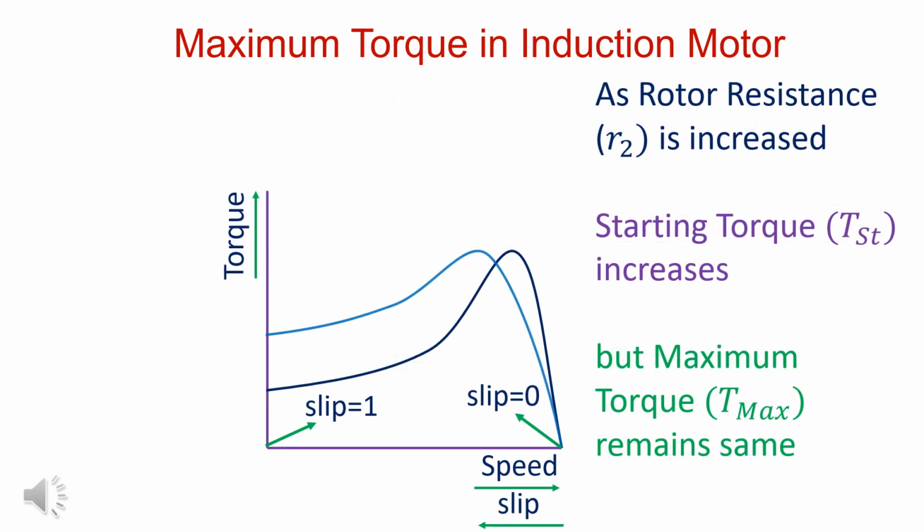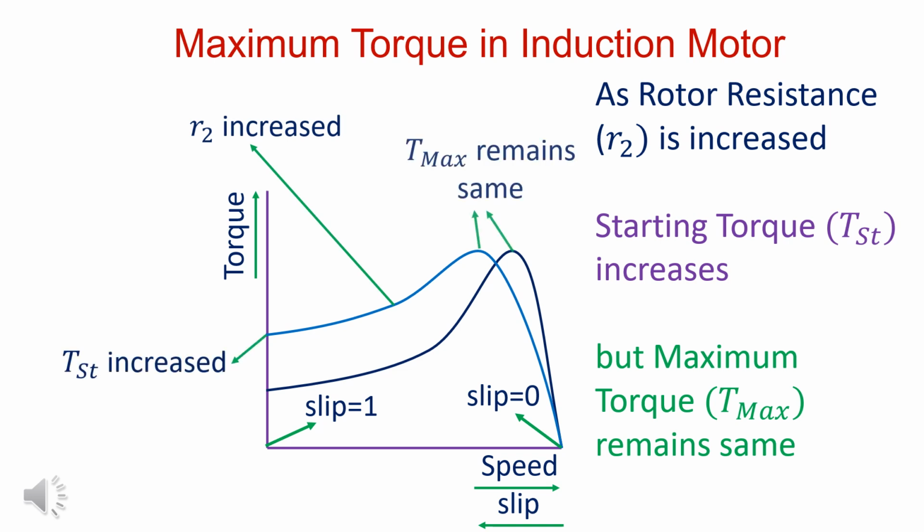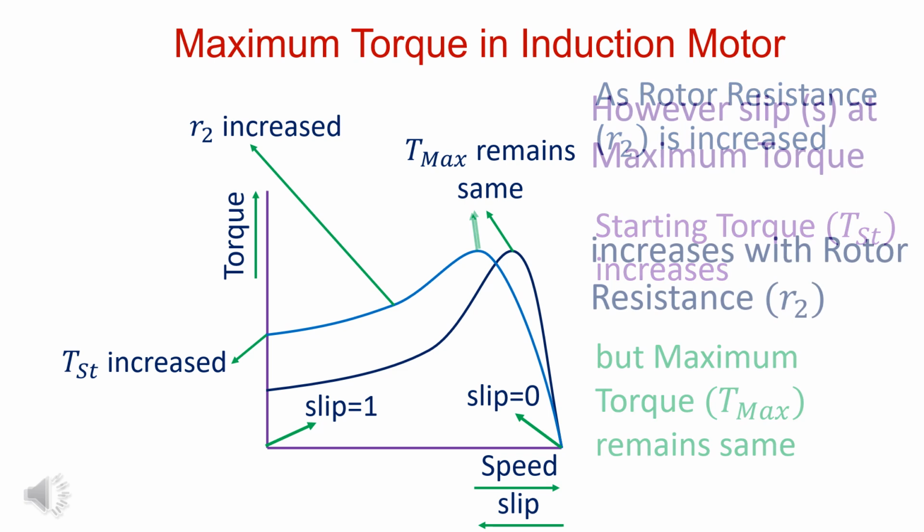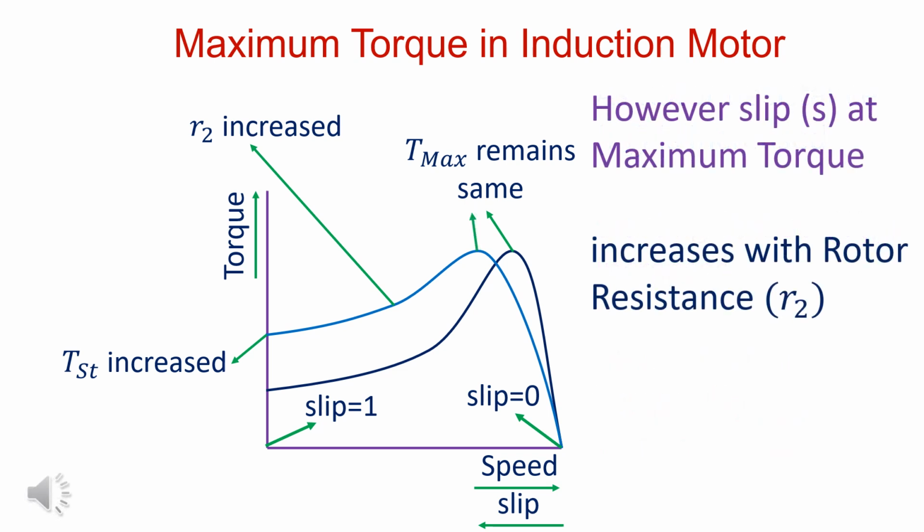As rotor resistance is increased, starting torque increases, but maximum torque remains the same. However, slip at maximum torque increases with rotor resistance.